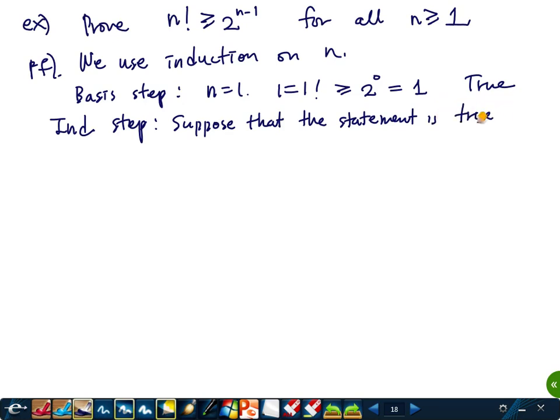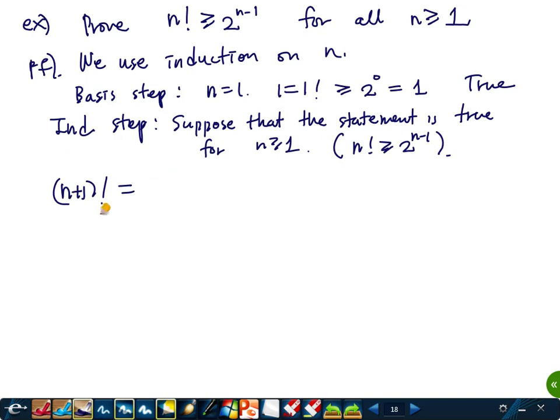True for n greater than or equal to 1. Now we want to show that it is also true for the statement with n plus 1. So this means we are assuming that this is true. The statement meaning this. Now we want to show that if you replace n by n plus 1 here, the statement with n plus 1 is also true. So n plus 1 case, we want to show that this is greater than or equal to 2 to the n.